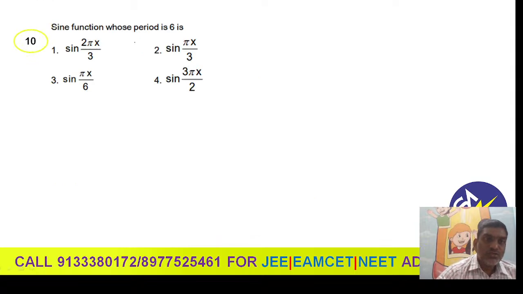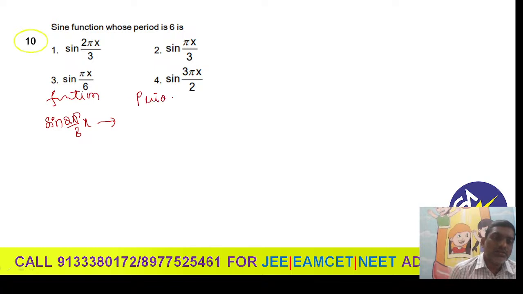Sine function whose period is 6. So here 4 options are given. First option, let us check the first option. What is the first option? Sine of 2 pi by 3 of x. What is the period? So sine 2 pi by 3 into x. What is the answer? 2 pi divided by 2 pi by 3. 2 pi gets cancelled. Answer is 3.